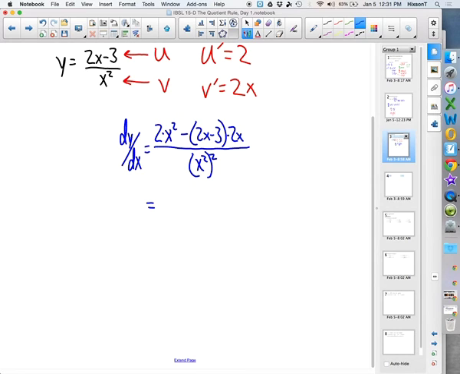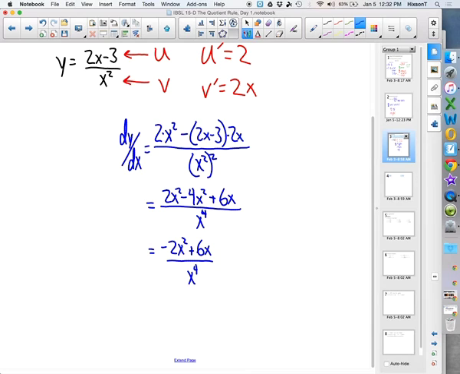So now, check out what we've got, okay? We have here a 2x squared minus 4x squared plus a 6x, all in the numerator, over an x to the 4th. That gives us a minus 2x squared plus 6x all over an x to the 4th, which we can just stop right there, okay? You do not need to continue to simplify.